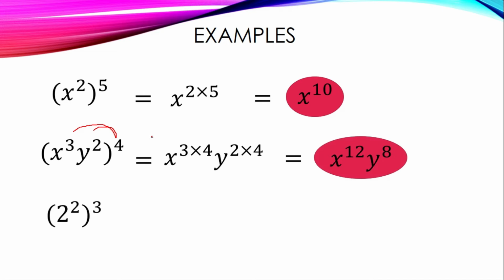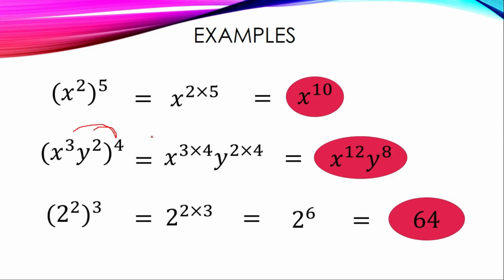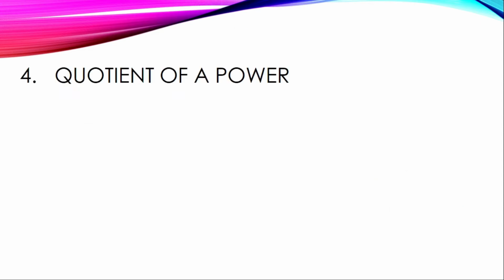Another example is when you have 2 squared raised to cube, and that's 2 raised to 2 times 3, and you have 2 raised to 6. That is not the final answer, but we just have to simplify that, wherein 2 times 2 times 2 times 2 times 2 times 2 is equal to 64, and that is now your final answer. The next law of exponent is the quotient of a power.